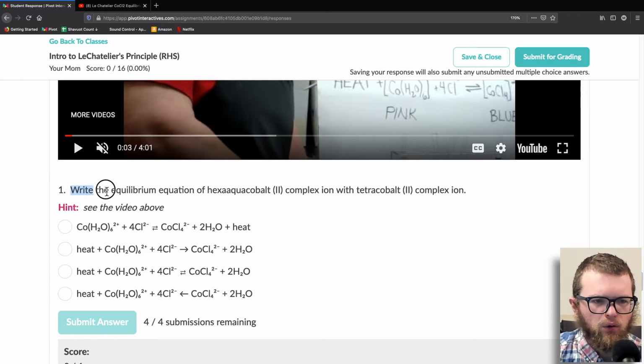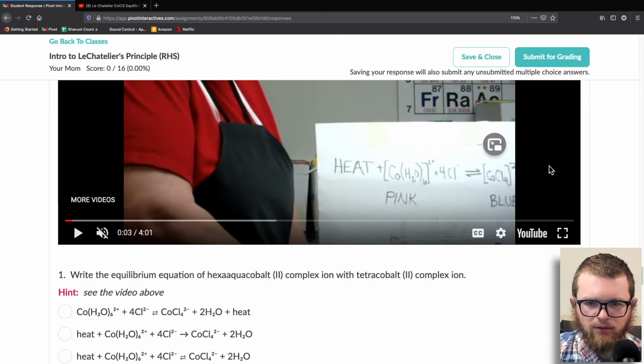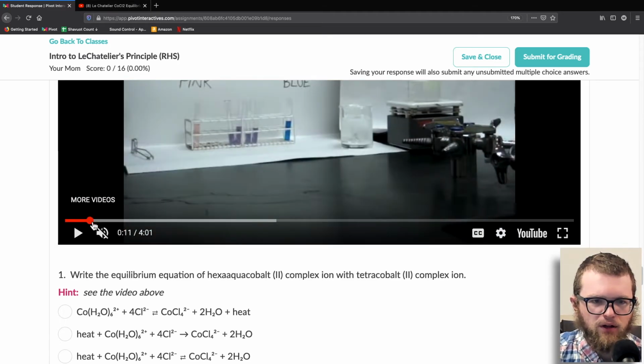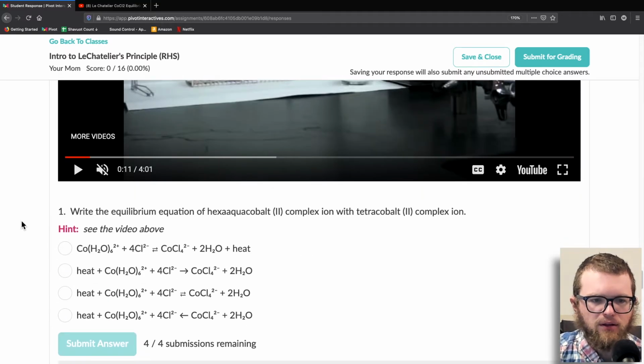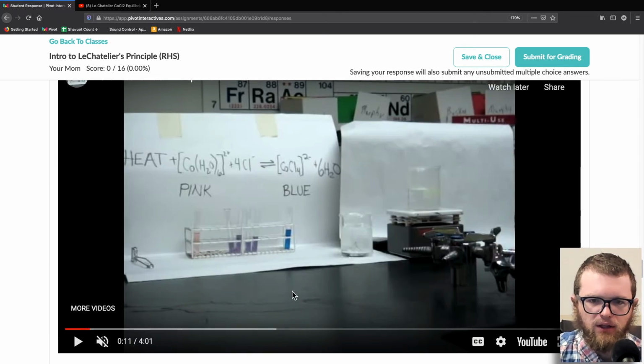All right. Write the equilibrium equation of hexaaquacobalt-2 complex ion with tetrachlorocobalt-2 complex ion. See the video above. Well, hey, there's part of it, and we can shift to that part of the video. Shift, like equilibrium, to see our answer. Which one do we think it is? Hint, hint.